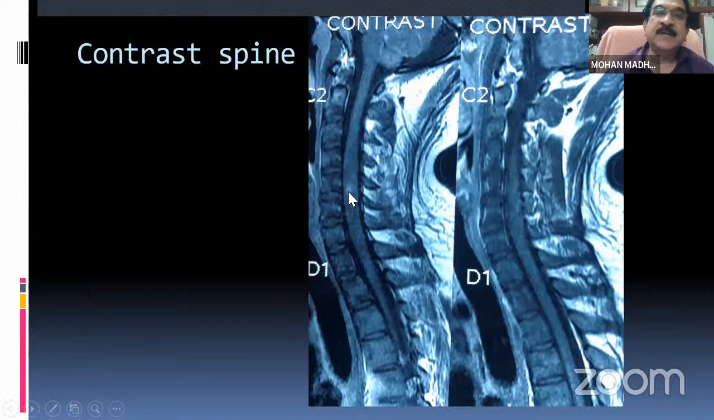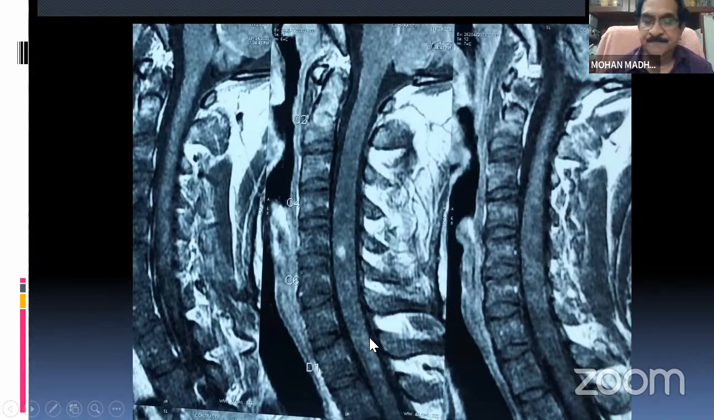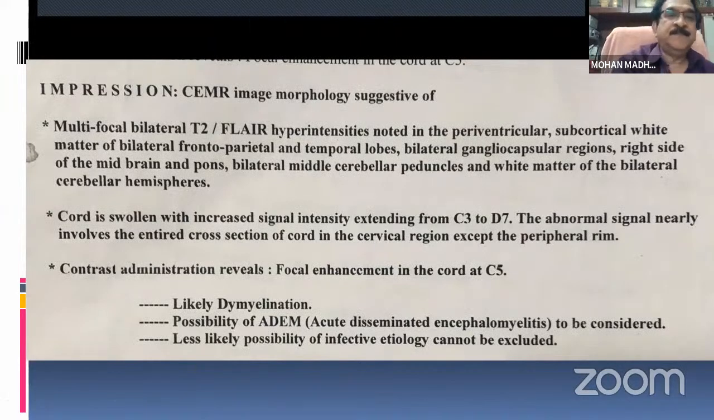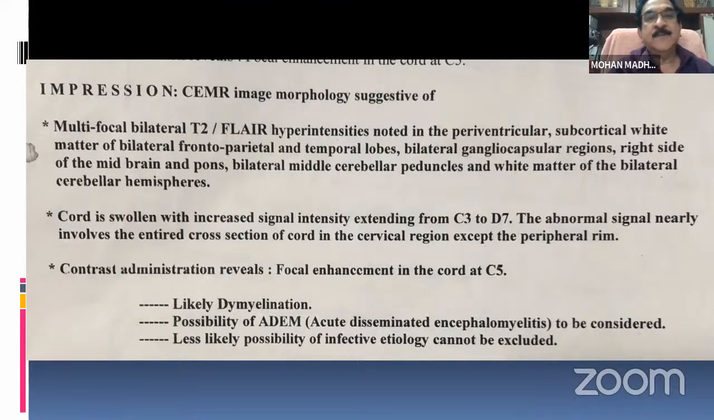Contrast showed a focal small area of enhancement, dot-like, in the cervical cord. You can see the enhancement again here, in an enlarged view. There is some suspicion of contrast enhancement of the pia surrounding the spinal cord. So this is the report. Multifocal bilateral T2 FLAIR hyperintensity is noted in the periventricular and subcortical white matter, bilateral frontoparietal temporal lobes, bilateral ganglio-capsular region, right side of the midbrain and pons, bilateral MCP, and white matter of the bilateral cerebellar hemispheres. Cord is swollen with increased signal intensity extending from C3 to T7. Abnormal signal nearly involves the entire cross-section of the cord in the cervical region except the peripheral rim. Contrast administration reveals focal enhancement of the cord at C5.